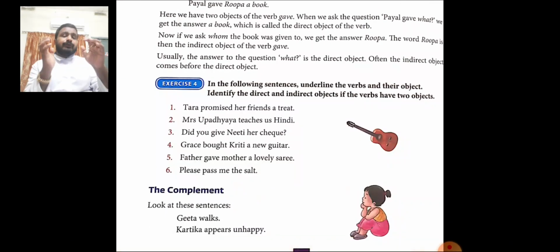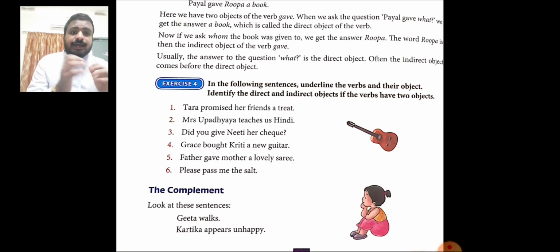Now we are going to see about the intransitive verb. Till now we were seeing about the transitive verb. Now we are going to see about intransitive verb. Look at the examples given there. Geeta walks, Kartika appears unhappy.